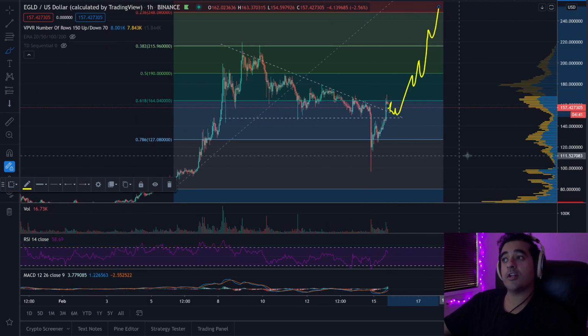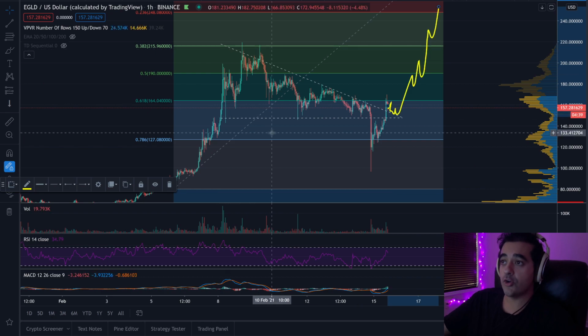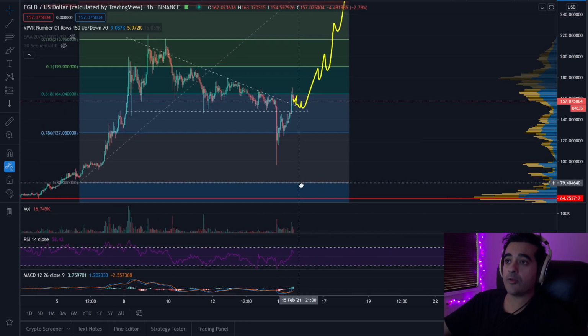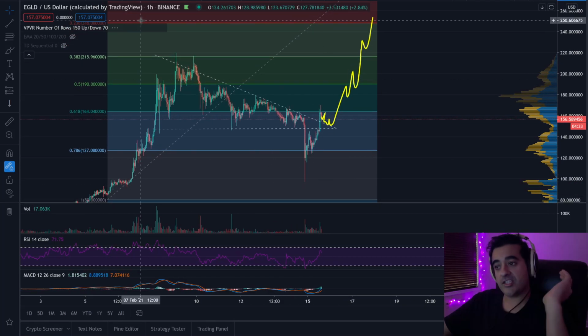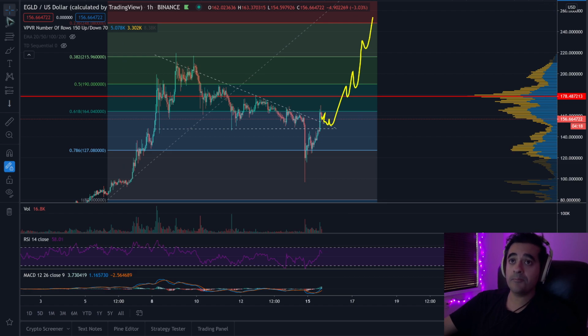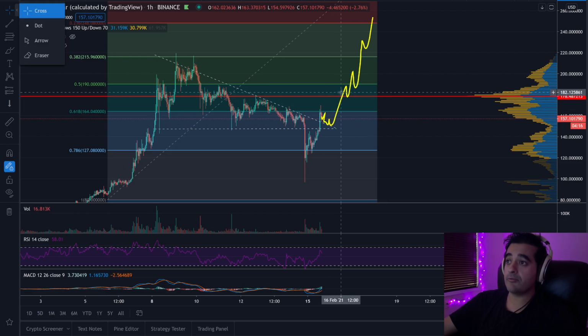When you bounce off a triangle like this, it means that during this entire correction, weak hands got out. People who wanted their profits, they sold, they got out, and now you have new buyers coming in. Maybe even some of the people who sold and realized they made a mistake are buying in at higher prices, and that is what moves the price up. So right now, this correction looks like it was really a wonderful thing.